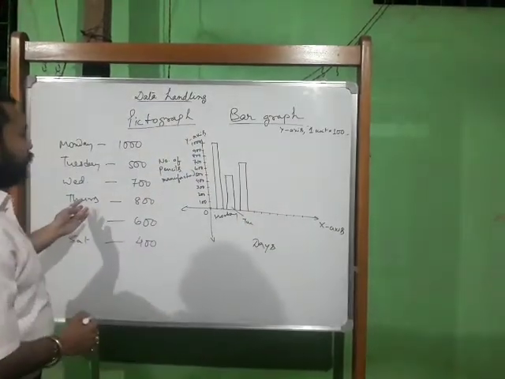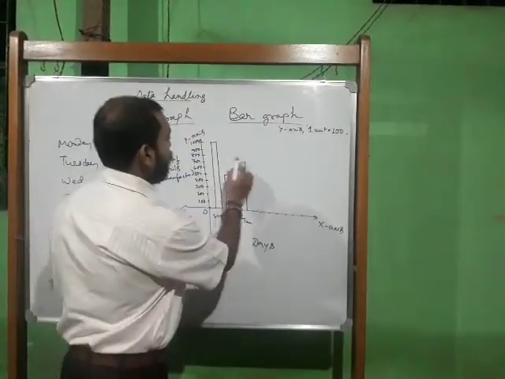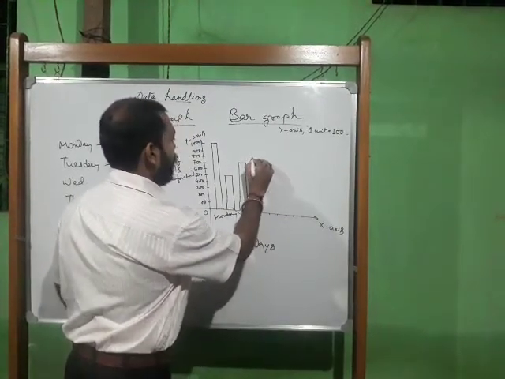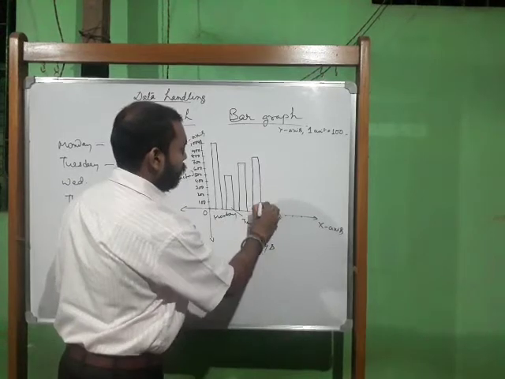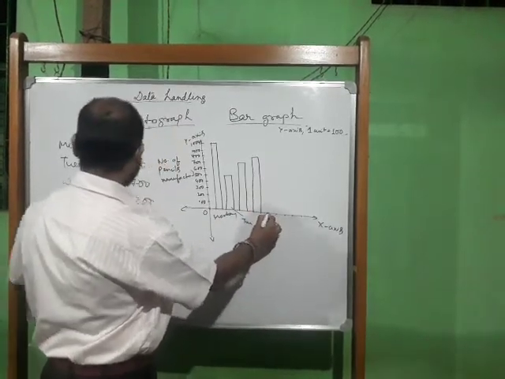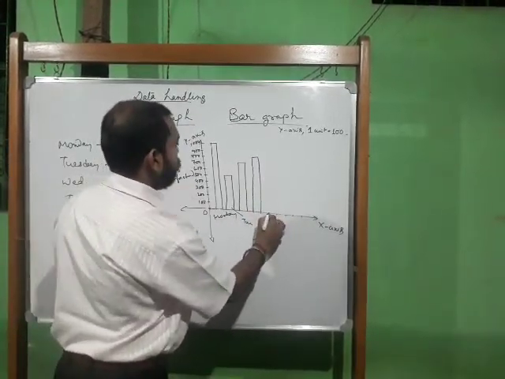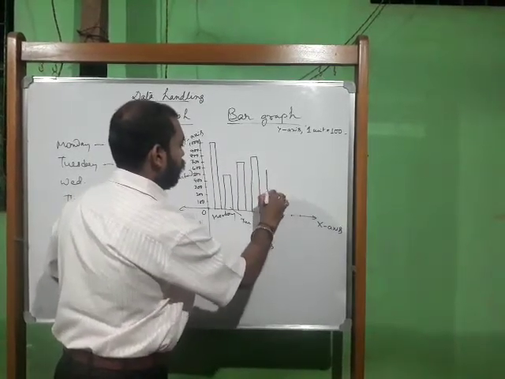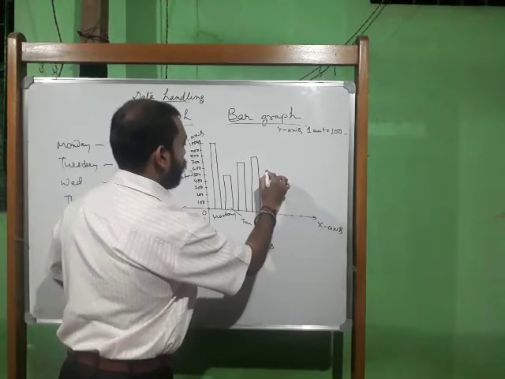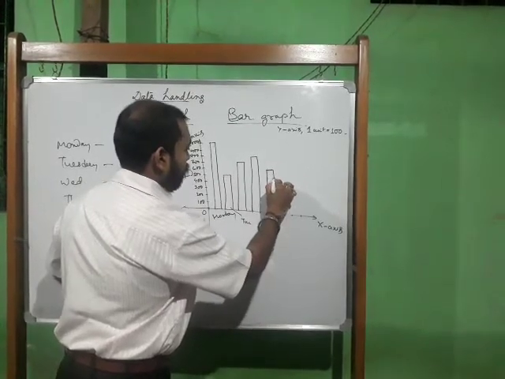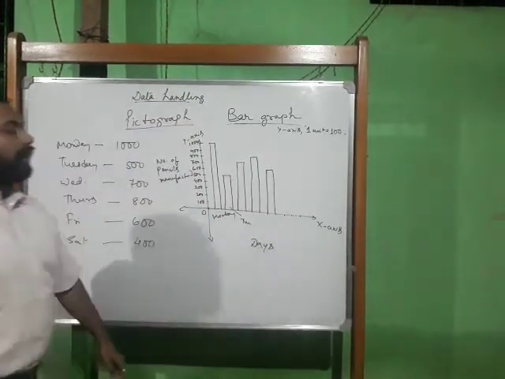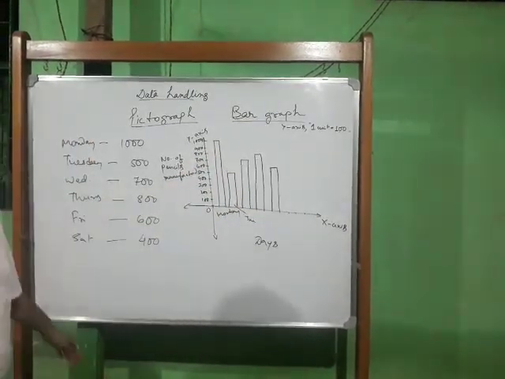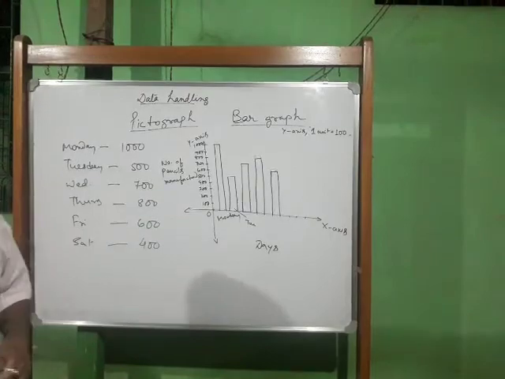For example, Thursday it is 800, so 800 means from here you start, then again you bring it back. Next, 600, so 600 goes up to this level. Since I am drawing freehand, my lines may not be straight. So in this way you complete it. This is all about the bar graph. Now let me go to the pie chart.